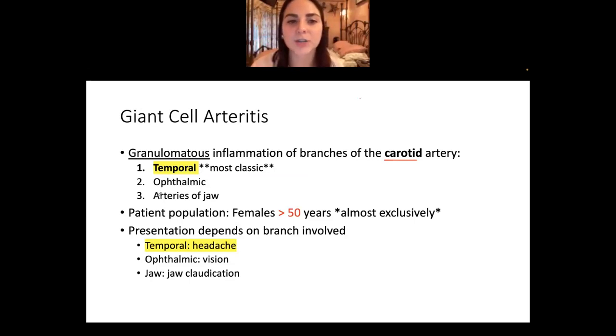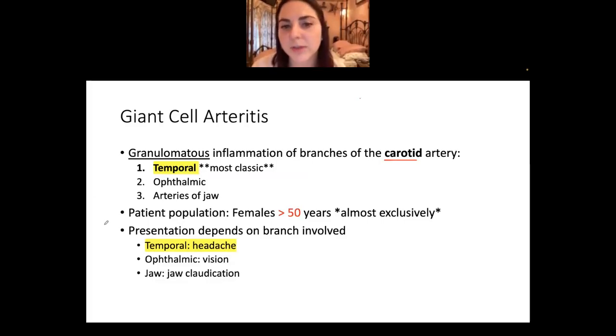And depending on which of these become inflamed, that's going to give you not only the symptoms, but the type of giant cell arteritis it is. The absolute most common is your temporal, like when the temporal branch becomes inflamed. But you can also have ophthalmic branches become inflamed and those jaw branches.